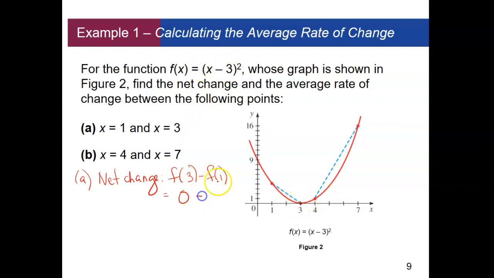And if I put 1 into my equation, I'm going to have 1 minus 3 would be negative 2 squared would be 4. So at 1, this is going to be the value 1, 4. So my net change is negative 4. If I'm looking here at this interval from 1 to 3, I can see that this has gone down by 4 units over that interval.